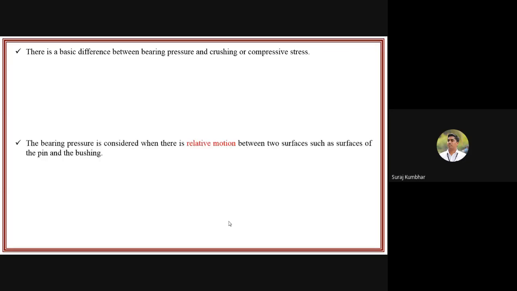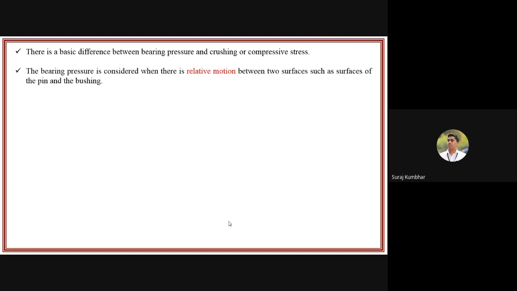Now the bearing pressure is considered when there is a relative motion between the two surfaces. Your question arises: why bearing pressure? You have to consider bearing pressure when there is a relative motion between the two surfaces, because here the surfaces are the pin and the bushing. There is a relative motion between the pin and the bushing. That's why we have considered the bearing pressure here.